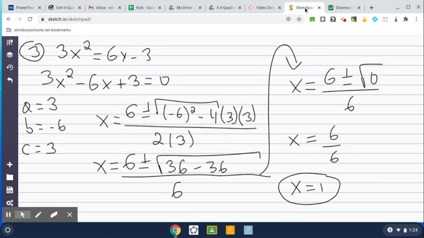So I hope this video was helpful. Again, you can find other resources online, YouTube or Khan Academy. Quadratic formula is the most important formula in Algebra 2, so feel free to look at other resources. But again, make sure you understand how to use it and make sure that you can use the quadratic formula correctly to solve quadratics.